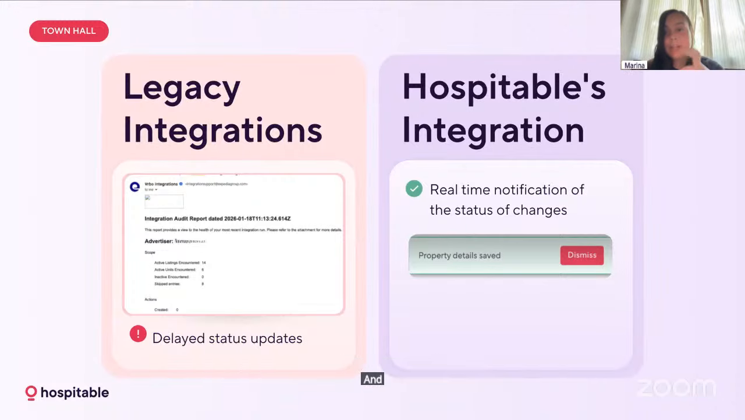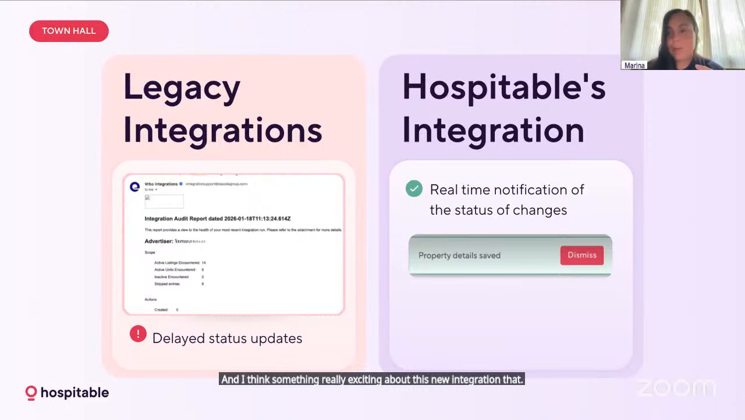That's the only way that you can actually get a status update of your changes. And I think something really exciting about this new integration that we're working on is that you're able to get real-time notification of the changes. The Vrbo API that we're integrating with tells us immediately if your changes were saved properly or not, and why. So I think this is really exciting for us.